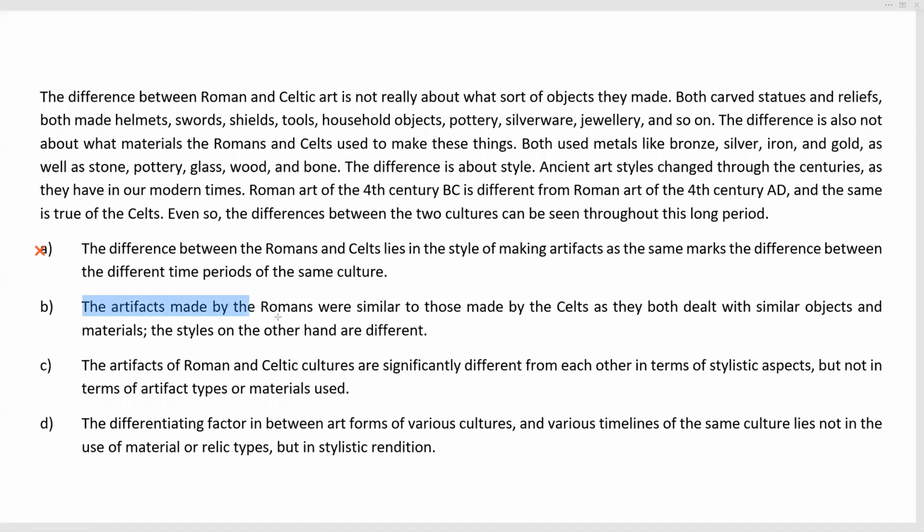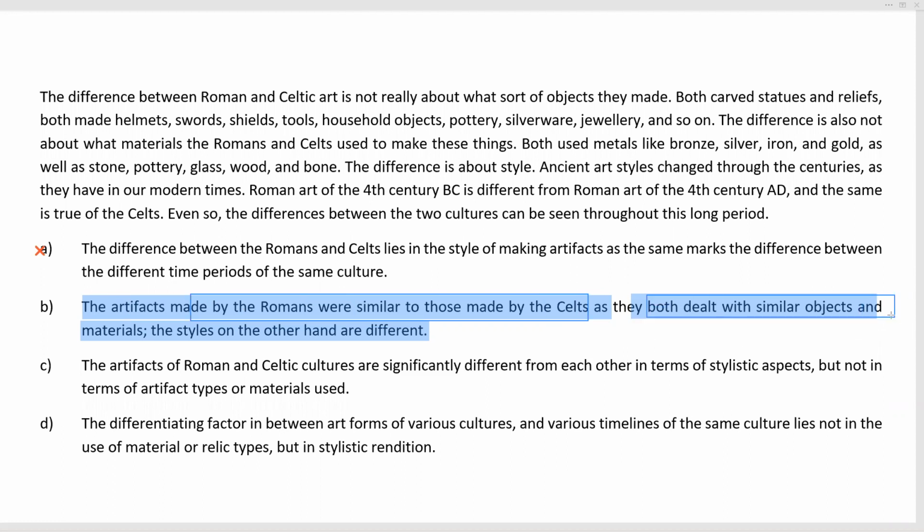Option B says the artifacts made by the Romans were similar to those made by the Celts, as they both dealt with similar objects and materials; the styles, on the other hand, are different. So this is decent enough. It talks about the similarities between the Roman and the Celtic culture. They both dealt with similar objects and materials. The styles, on the other hand, are different. So the difference was in the style.